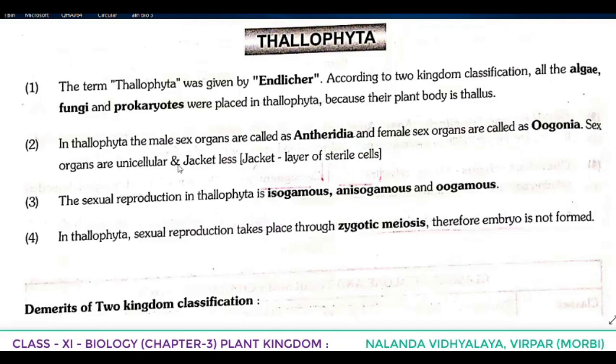Sex organs are unicellular and jacket-less, without a jacket layer of sterile cells. The sexual reproduction in THALLOPHYTA is isogamous, anisogamous and oogamous. In THALLOPHYTA, sexual reproduction takes place through zygotic meiosis. Therefore, embryo is not formed.